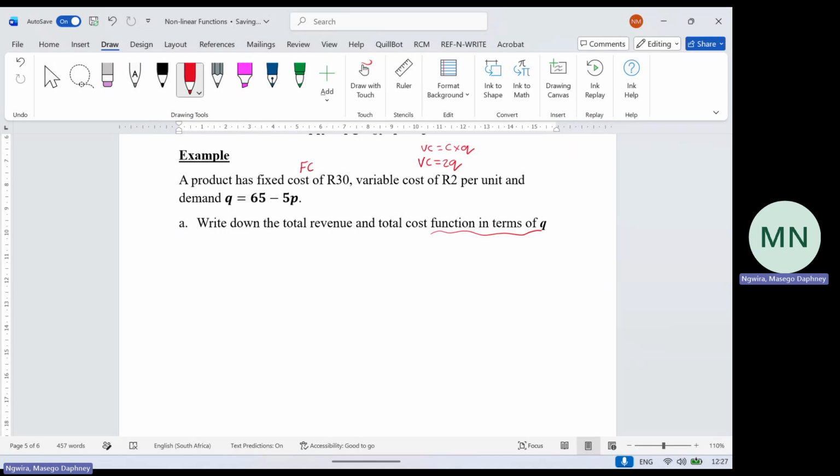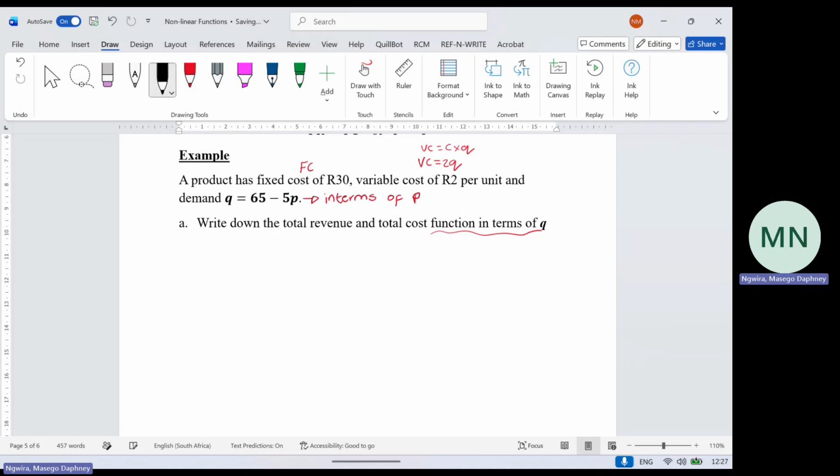When we say in terms of Q, it means that now I need to change this. This one is in terms of P. In terms of P means P is the subject of the formula. So now I'm going to make it in terms of Q, so let's do that first.